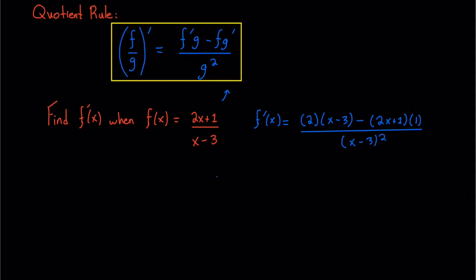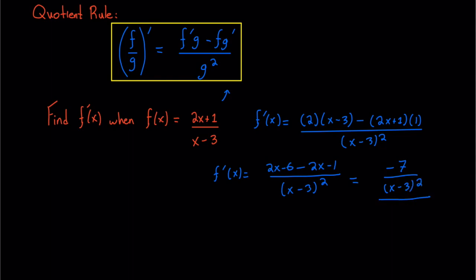So now we're just going to simplify. We're going to distribute the 2. Get 2x minus 6. Distribute the negative, 2x minus 1. And all over x minus 3 quantity squared. We can simplify the numerator a little bit further to negative 7 over x minus 3 squared as our final answer.